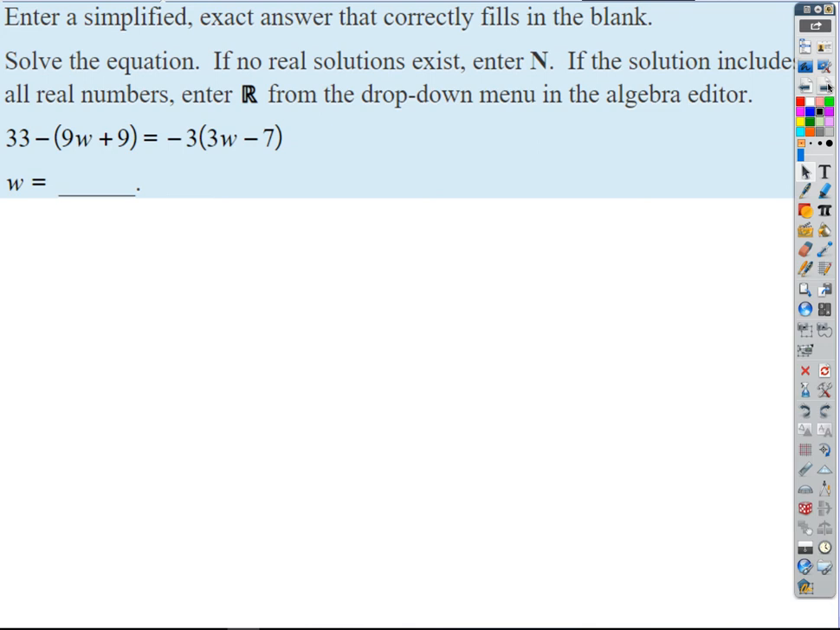Solve the equation. Okay, so this one I got more than one W. That's my variable. I've got to isolate. So I can't just isolate directly. I've got to simplify first, right? So we're going to start off simplifying until it looks easier, until I get a single variable, and then I'll isolate.